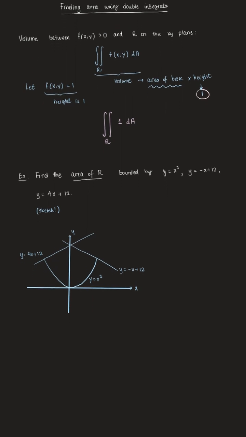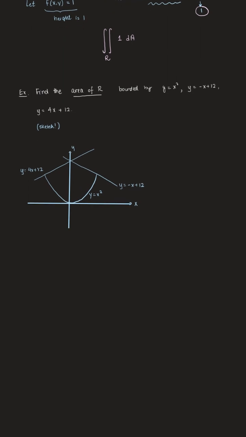So let's do an example where this is going to be quick. We're just going to set up an integral to find the area of a region R that's bounded between two lines and a parabola. So bounded between y equals x squared, y equals negative x plus 12, and y equals 4x plus 12. I already created the sketch, but I would always encourage you when you do any problem with double or triple integrals to, as much as possible, sketch the region that you need. So here's our region.